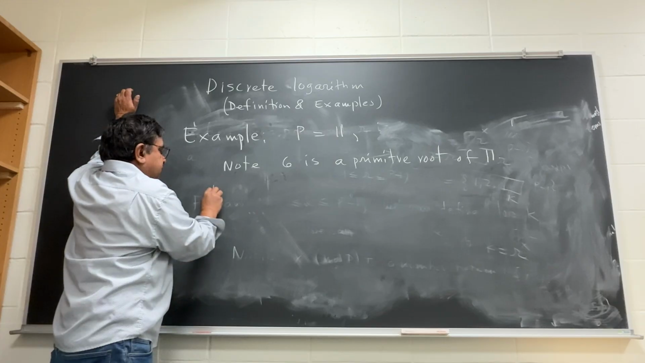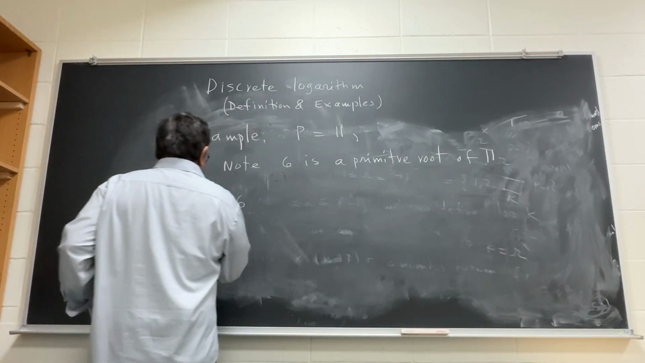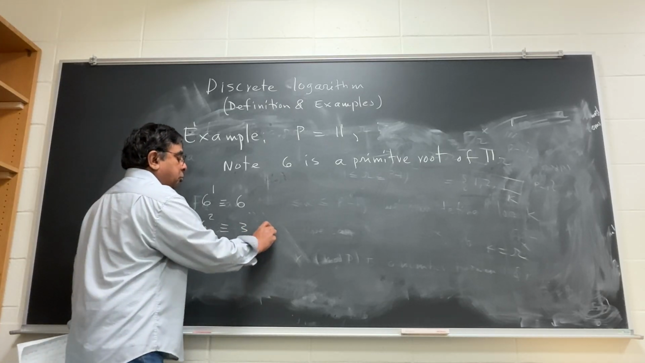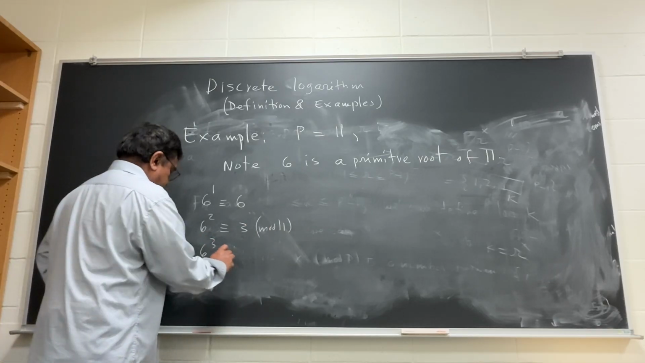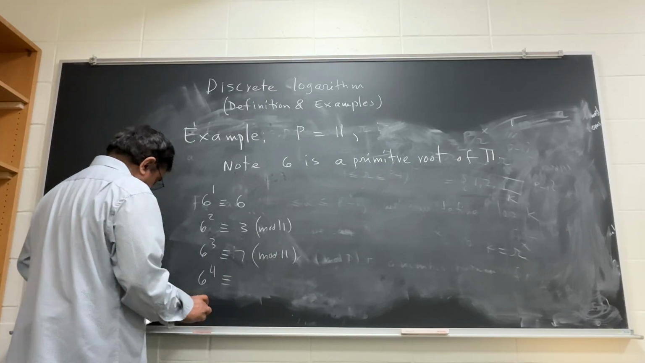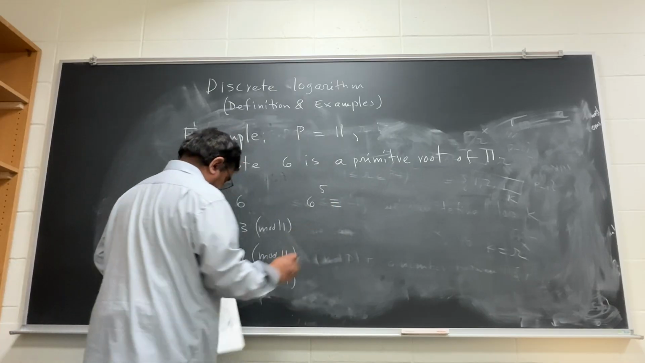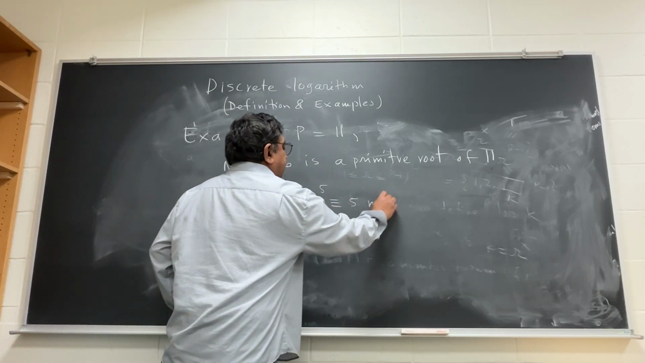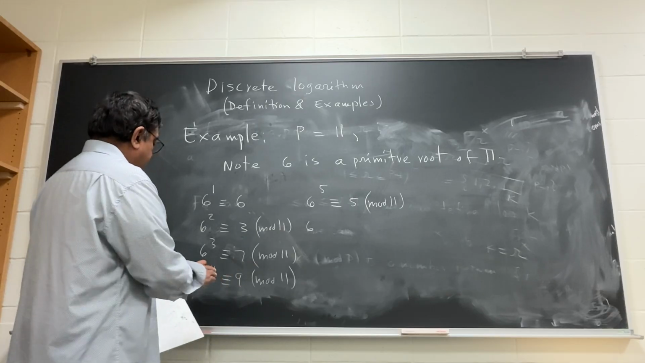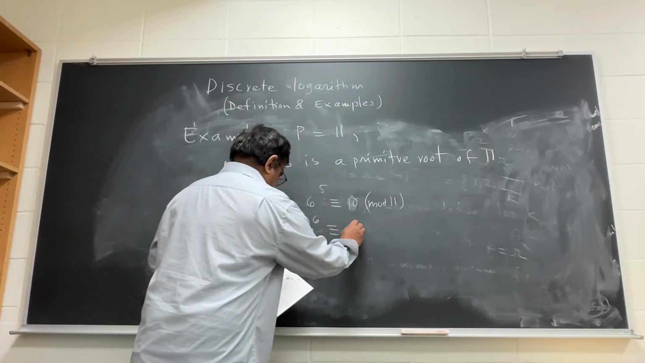That means I gotta compute all the powers of 6. 6 to the power of 1 is 6 mod 11. 6 to the power of 2 is 36, and 36 is 3 mod 11. 6 cubed is 7 mod 11. 6 to the power of 4 is 9 mod 11. 6 to the power of 5 is 10 mod 11. 6 to the power of 6 is 5 mod 11.